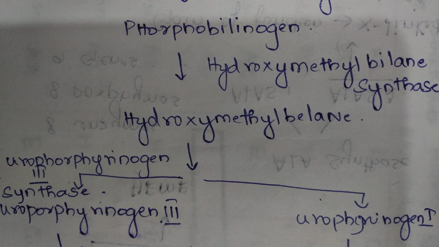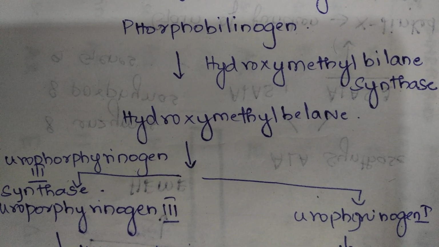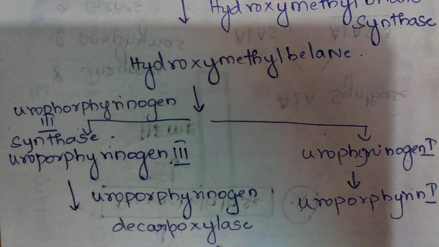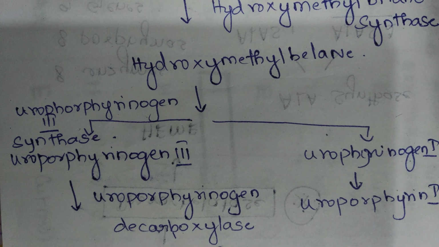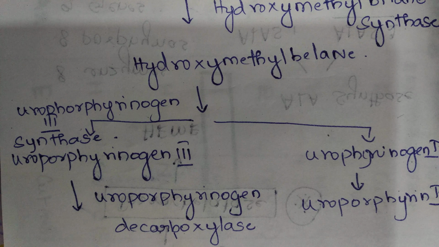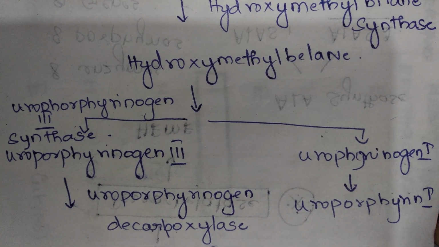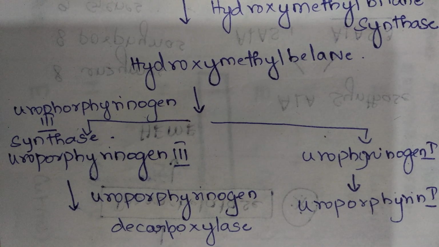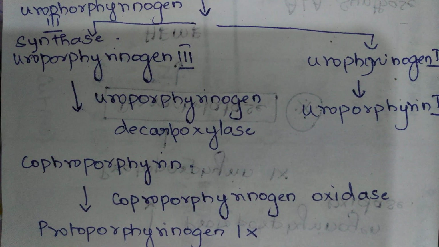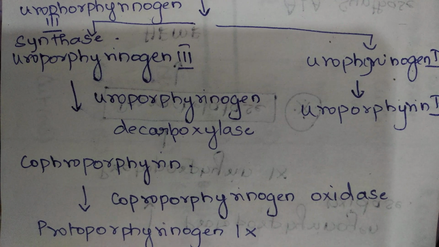Then there will be two synthase steps. Porphobilinogen, with the help of the enzyme hydroxymethylbilane synthase, produces hydroxymethylbilane. Then from hydroxymethylbilane, uroporphyrinogen 3 synthase converts it to uroporphyrinogen 3. On the other hand, from hydroxymethylbilane, uroporphyrinogen 1 is also formed, from which we have uroporphyrin 1. But this is a non-enzymatic reaction. Uroporphyrinogen 3 is converted by uroporphyrinogen decarboxylase to coproporphyrinogen.